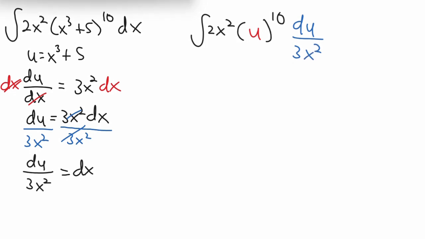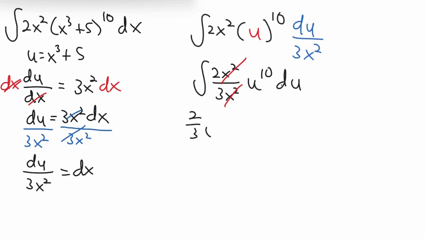So let's reorganize a bit. So you're going to have the integral of 2x squared over 3x squared, u to the 10th du. The x squareds are going to cancel, and then we can bring the 2/3 out in front of the integral. That's just a constant. u to the 10th du.